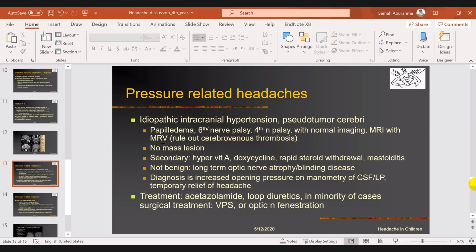No mass lesion. We always have to do an MRI with an MRV to rule out cerebrovenous thrombosis. Okay? Cerebrovenous thrombosis can present with intracranial hypertension. Usually with MRI, there is no mass lesion, okay? It is not a benign condition.